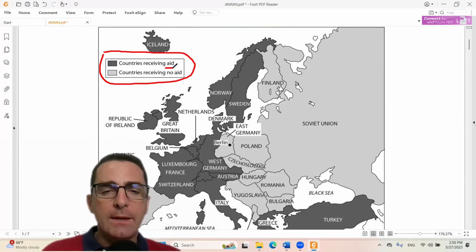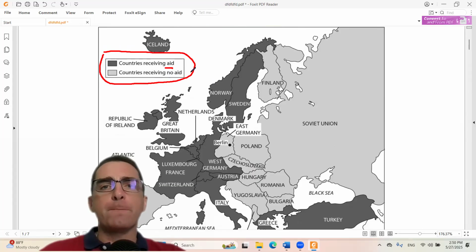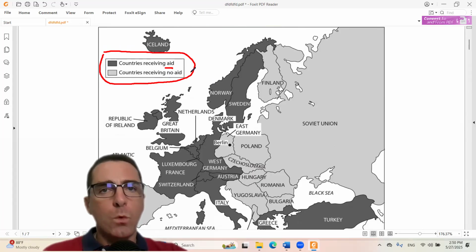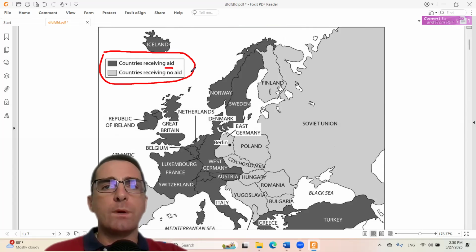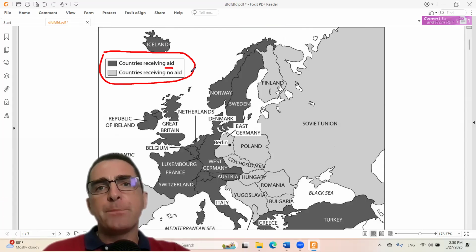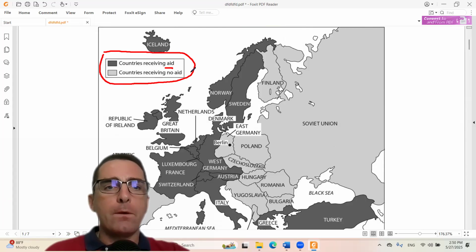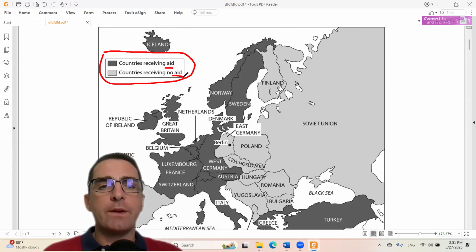Now, if you're not sure what aid is, it's money given to a country or an organization or whatever that might be, and it's something to try and help them out of a difficult situation. Okay, it may take the form of a loan, money that has to be paid back, but it's when a country or an organization is in a difficult situation financially, aid may be given. It's almost like charity. And then that aid will help the country or organization get back on its feet, get back in the game, shall we say. Okay, so we have countries receiving aid, countries receiving no aid.